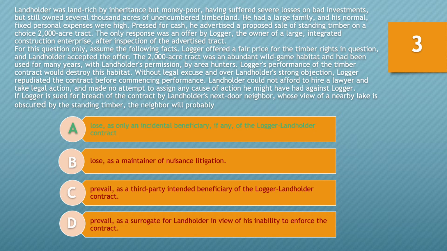D, prevail as a surrogate for landholder in view of his inability to enforce the contract. There's no such standing here, in essence. Ultimately, what we're claiming is that simply because the landholder cannot continue forward, another party can take their place. That's not how standing works. The individual who brings the claim must, in fact, themselves be harmed.